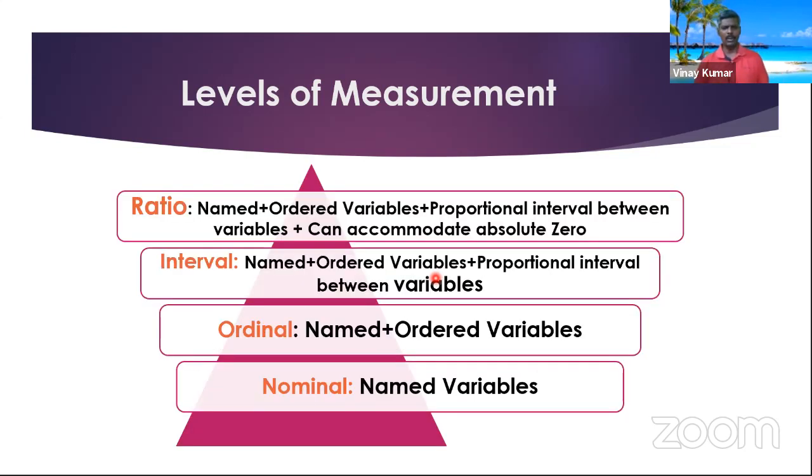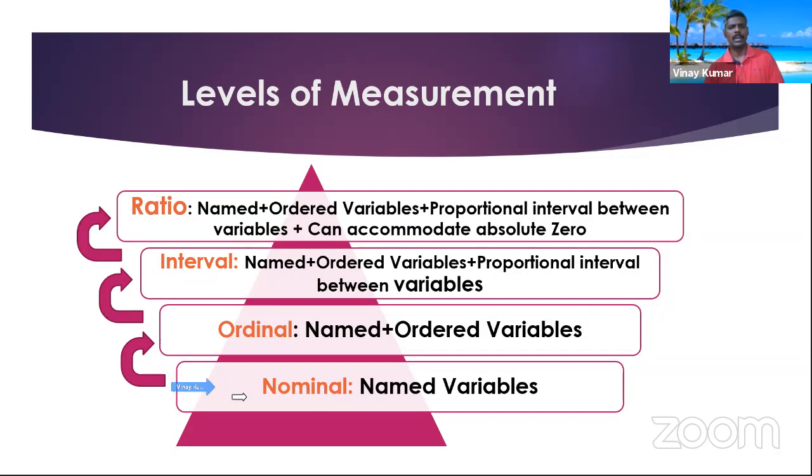We have already studied these four important levels of measurement. So here we can see the first level, which is called the nominal scale, and then you have the ordinal scale, and then you have the ratio scale. So now let us try to understand something about the nominal scale.